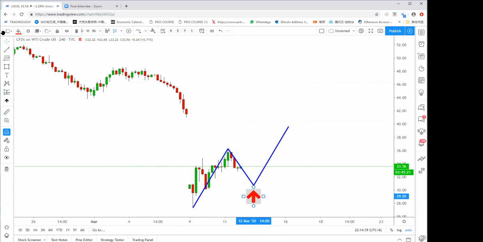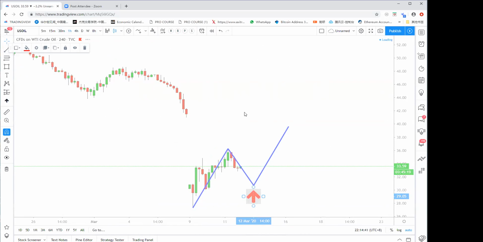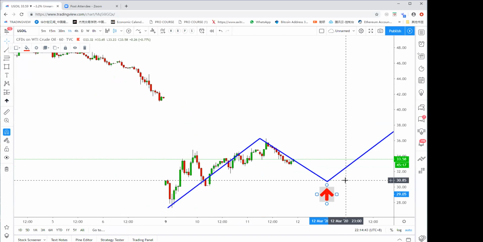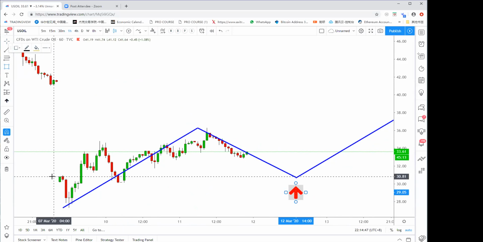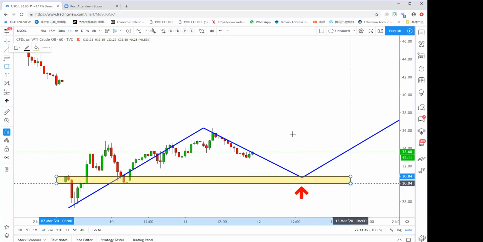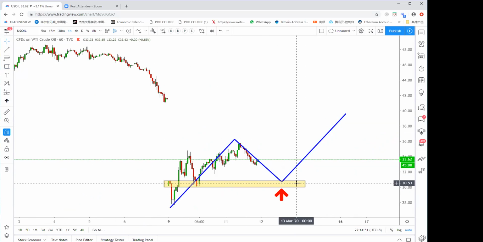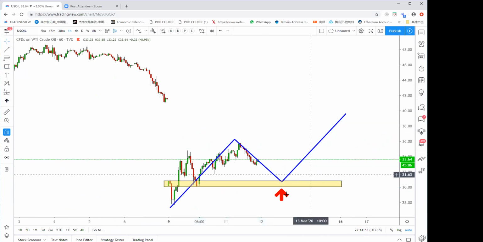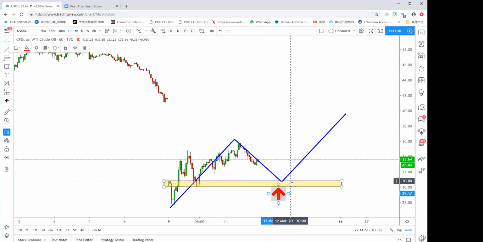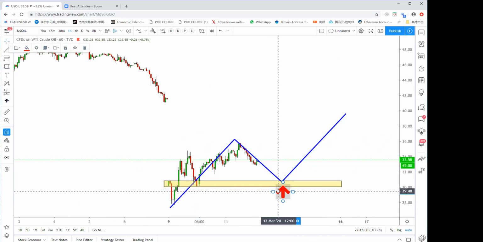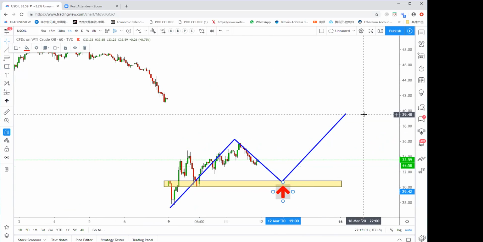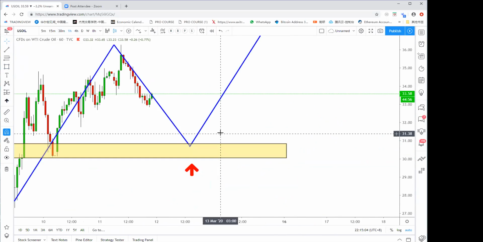So horizontally we can find the structure that 30.85 is exactly at the previous neckline here. So I think it is a very good idea to buy from 30.85 to 30.13, this level. You want to take a buy from here and aim for 39.48. That will be a very good plan.